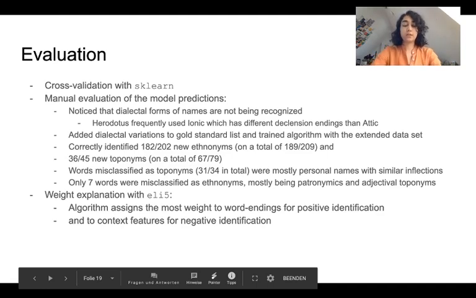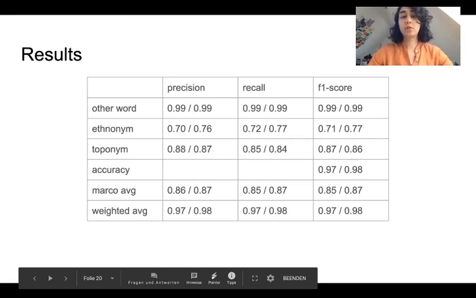So let's get to the results. As you can see, the model performed pretty well, but it could still be improved.